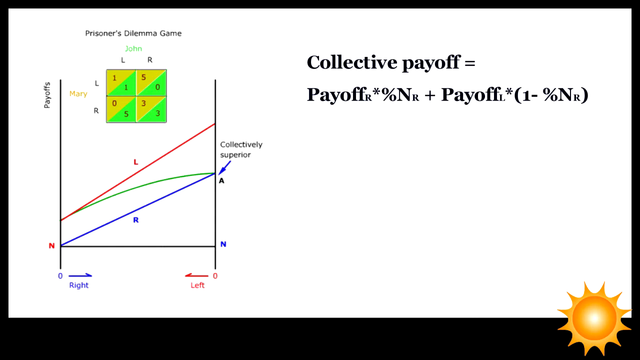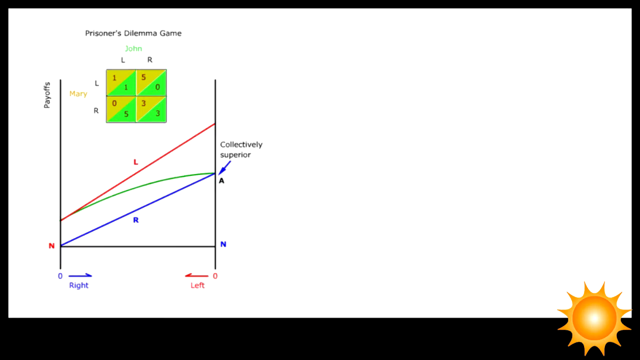This collective payoff curve clearly shows that everybody choosing R at A is collectively superior. But because L is the dominant strategy, everybody ends up choosing L at B. This is, of course, the classic prisoner's dilemma game.